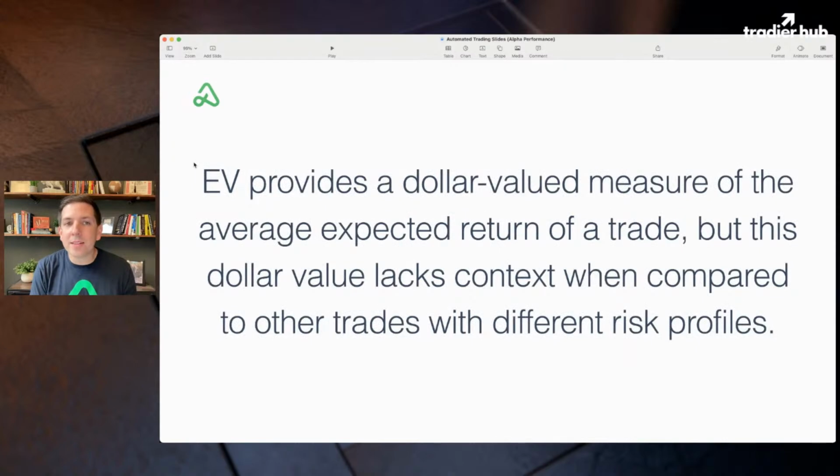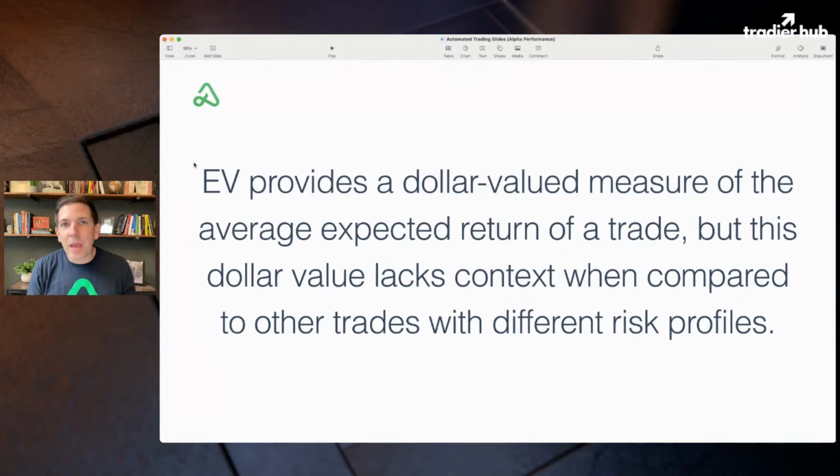EV, as a refresher, provides a dollar value measure of the expected return of a trade. But again, the dollar value lacks context. Even in our example before, $266 versus $280-something dollars, yes, one is higher than the other, but it really doesn't add a lot of context to which trade I should really go for. They both are about the same. So is there a way to determine it?